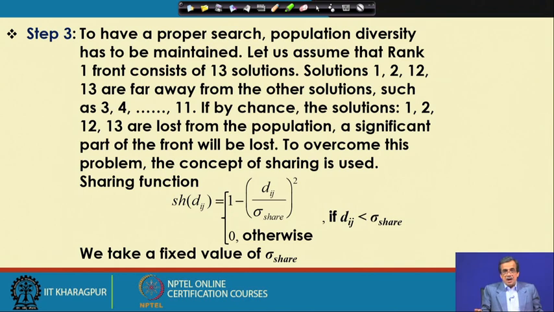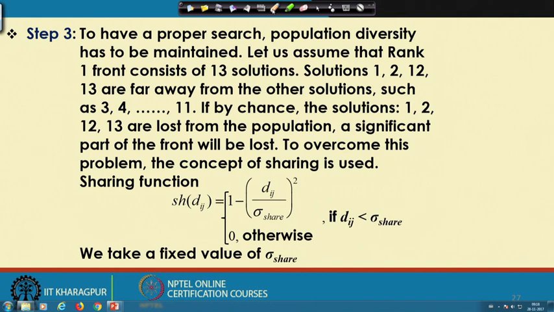Now, let us see how to maintain the diversity. As we have already discussed several times, to ensure a very efficient search for the GA, a proper balance between selection pressure and population diversity has to be maintained. Selection pressure we have already discussed. Now, I am going to concentrate on how to ensure the population diversity.